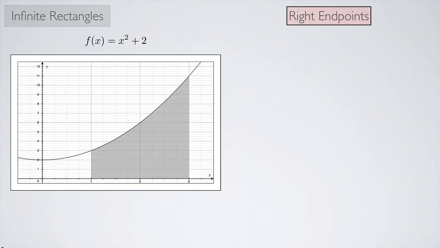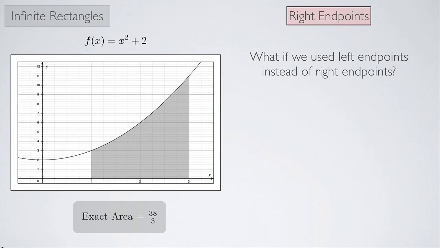Okay, so here's the function again, and here's the area we just found, and we saw that the exact area was 38 thirds. So a couple questions you might have here. What if we used left endpoints instead of right endpoints? Well, it turns out that you get the exact same answer. In fact, you could even use midpoints, or you could even use just some random point to determine the height inside each width of each rectangle.